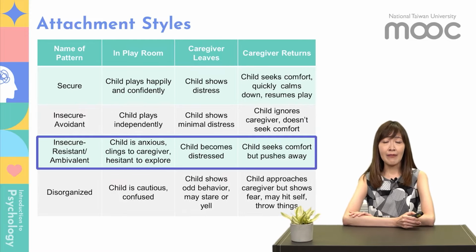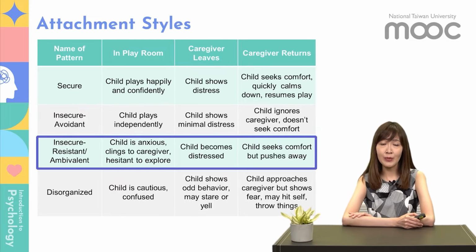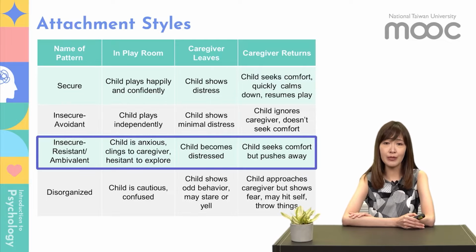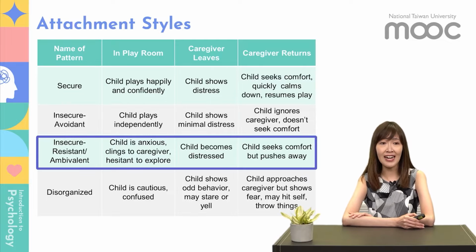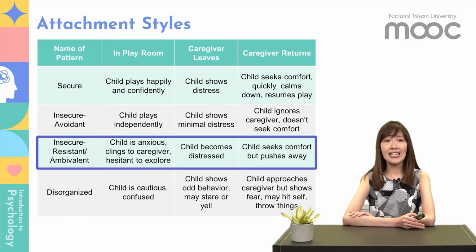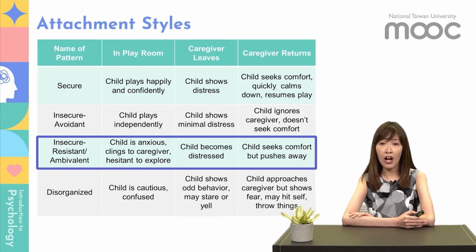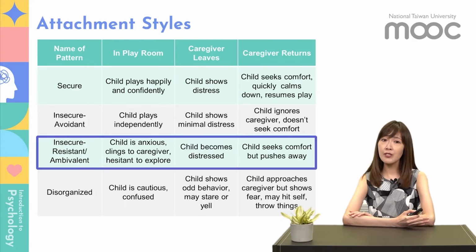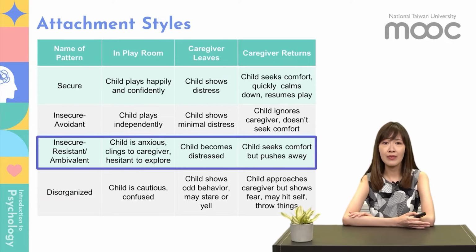Next, we have the third attachment style, which is insecure resistant. About 10 to 20% of the babies are this style. So you can see that in the playroom, they are preoccupied with their moms. And when their moms are not there, they are not happy. They may stop playing. And when the moms return, they're angry. They cry and they may hit the mom.